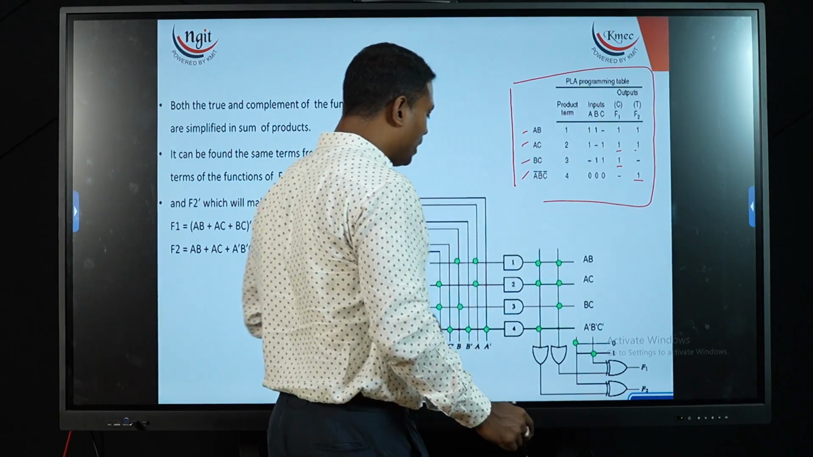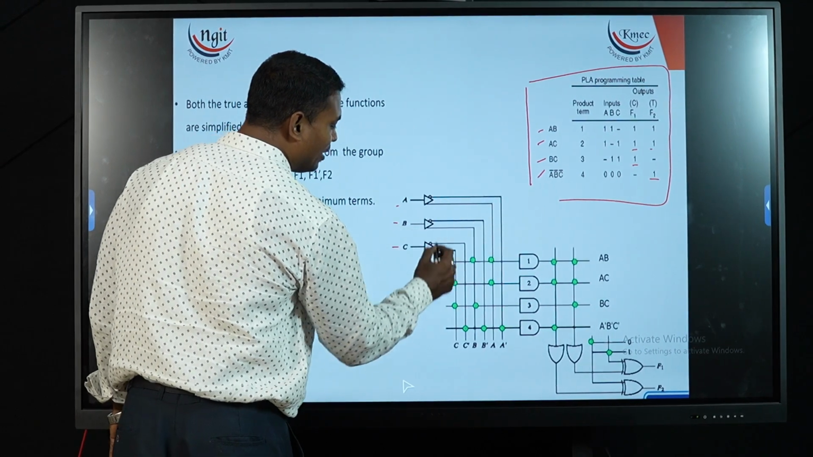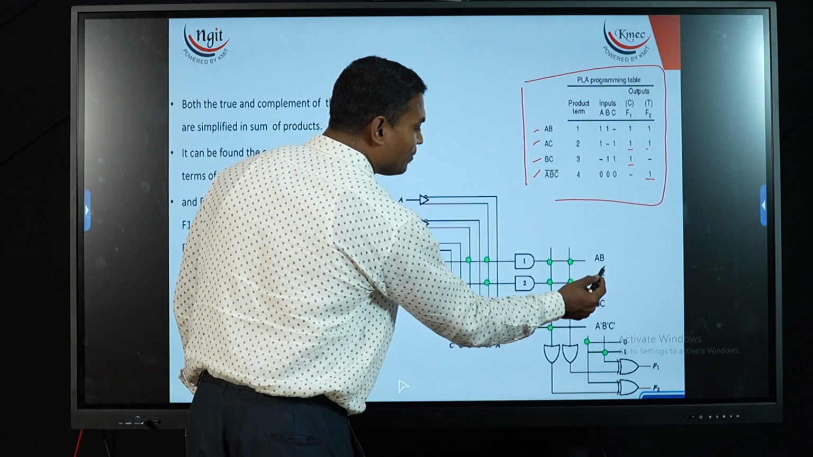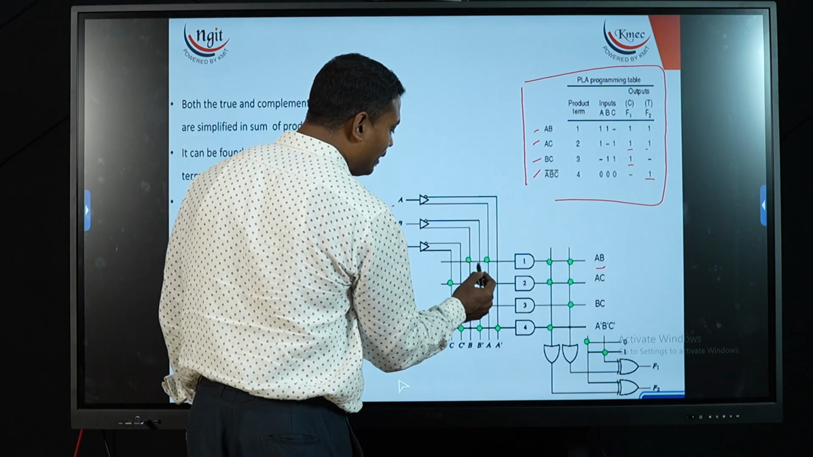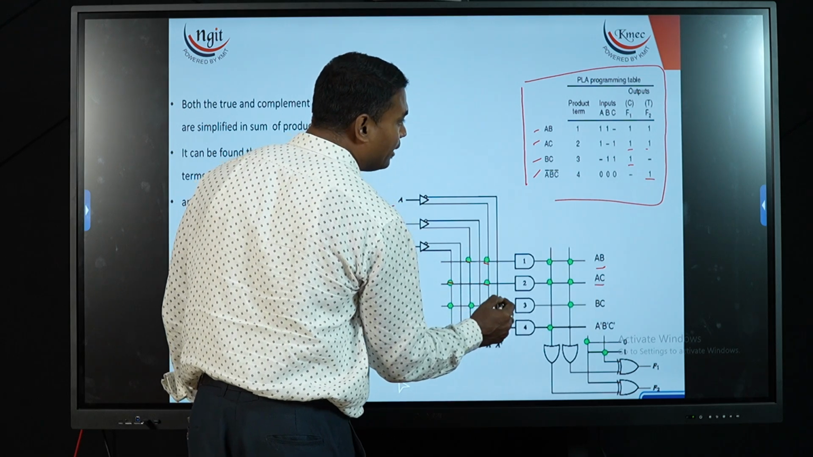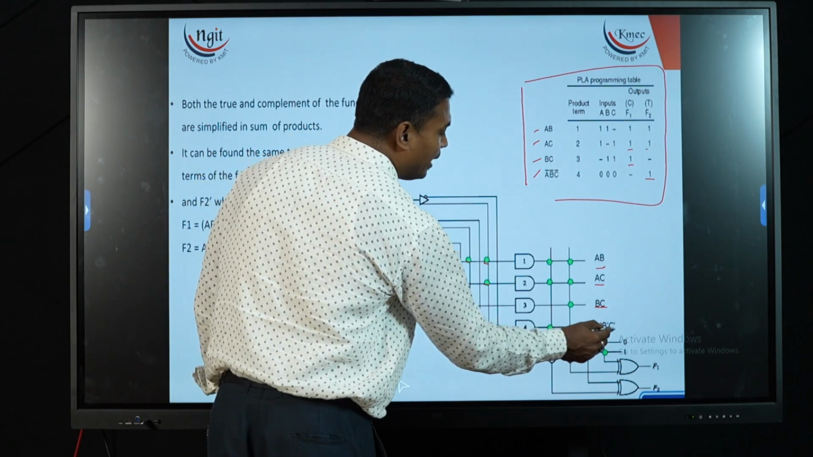So based upon this functionality, we have drawn this particular diagram. This is A, B, C along with those inverters. Now my first function I need to represent as AB. So I am connecting A line and B line. Next AC, A line and C line. Next BC, B line and C line. Next A dash, B dash, C dash.